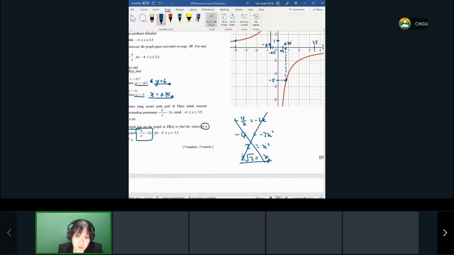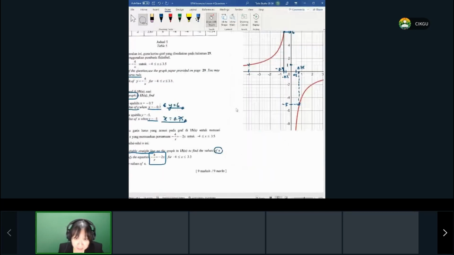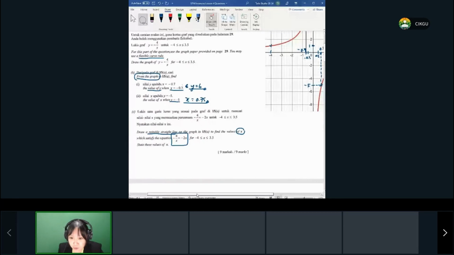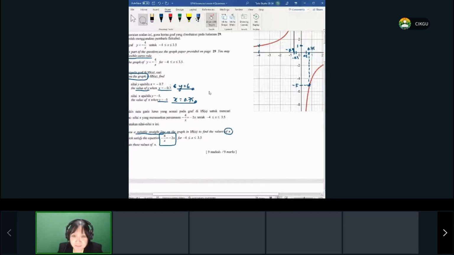Why? Because they want you to use the graph to solve. That's why I purposely say this, it's my second time saying this already: you must use the graph to solve the problem. Now I'm going to show you how you solve this type of problem. Let me do this right here. -4/x equals -2x. They want this, right? So how do you solve this problem with the graph?